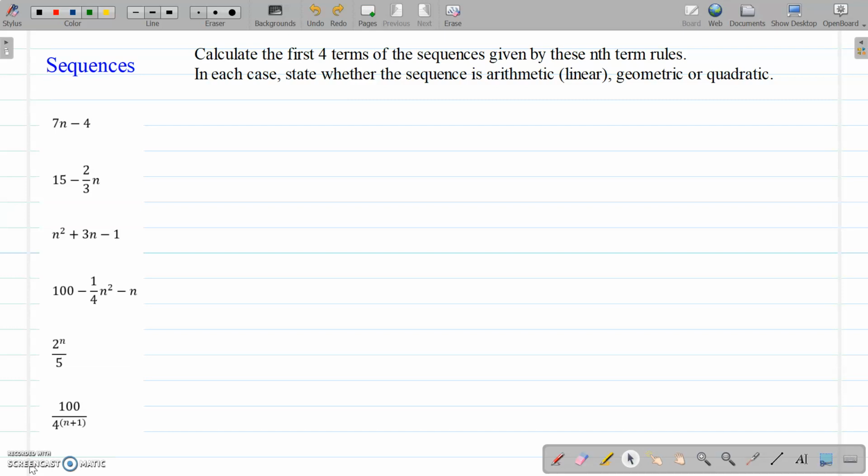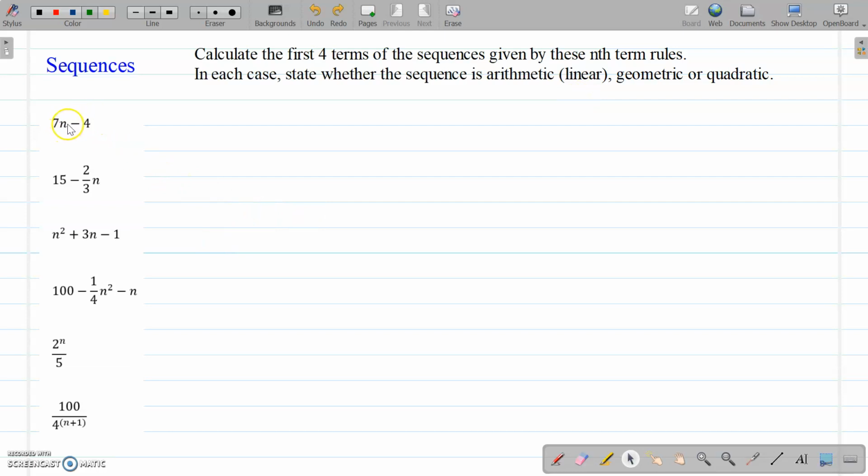Okay, now this is just an introduction where we're looking at three types of sequence that you need to be familiar with. So they are an arithmetic sequence, or sometimes called a linear sequence, a geometric sequence, and a quadratic sequence. Okay, in later videos we're going to learn more about how to find these rules when we're given a sequence. But to start with, we're going to generate the first four terms of these sequences from their rules. Okay, and then identify which group of sequence they belong to.